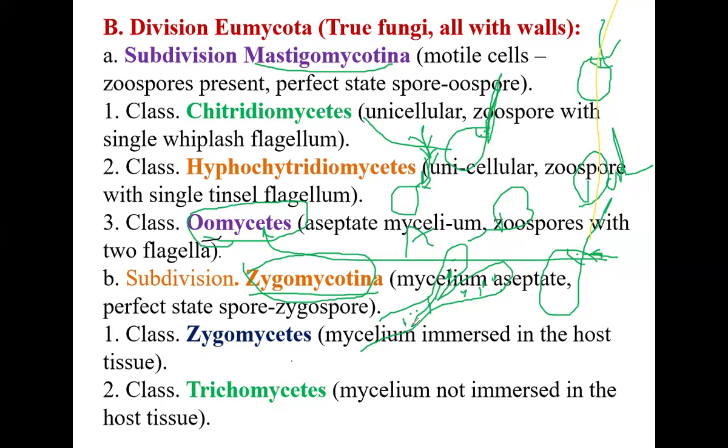Aseptate hyphae. And which have zygospores are grouped in Zygomycotina. Okay, Zygomycotina is again divided into two classes, that are Zygomycetes and Trichomycetes. What type of fungi are grouped in Zygomycetes?